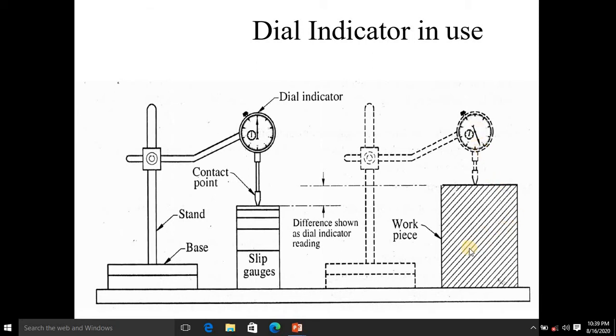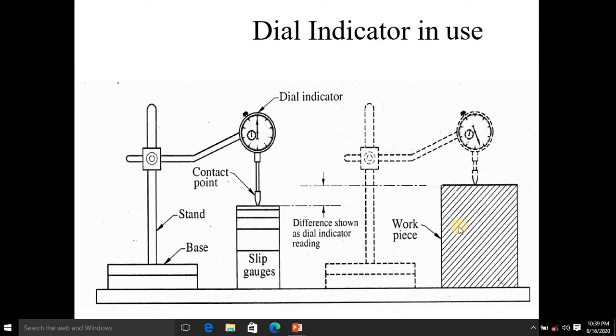If we want the same dimension as that of the dial indicator, we measure it with the vernier caliper. The least count of the vernier caliper is near about 20 micron, or exactly 20 micron. So between the vernier caliper and the actual measurement of the slip gauge, there is a deviation of 20 micron. To find out the exact dimension, first of all we place this particular workpiece under this particular dial gauge and set it to 0.